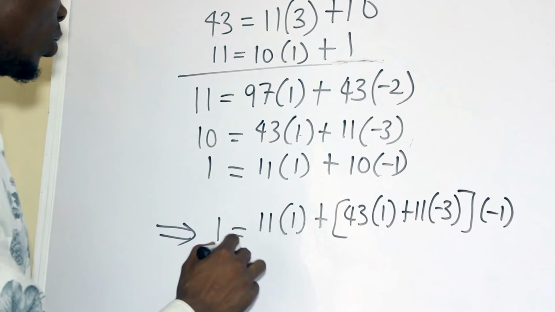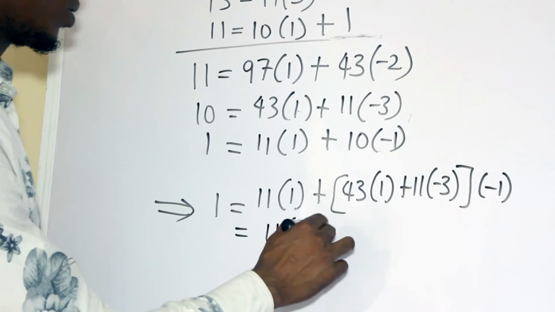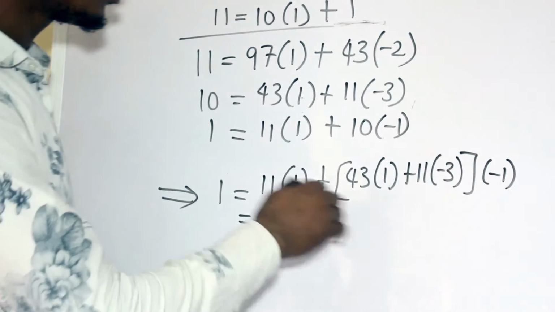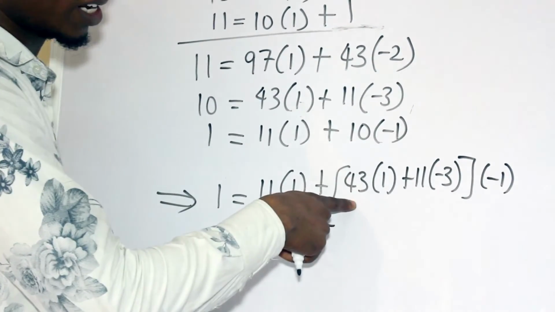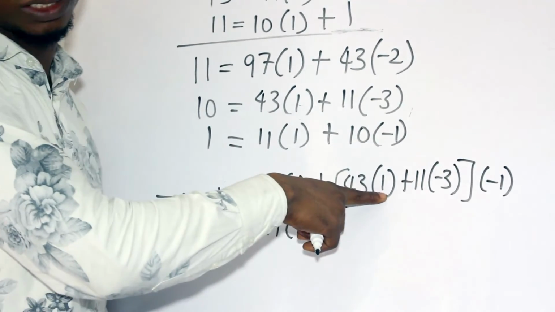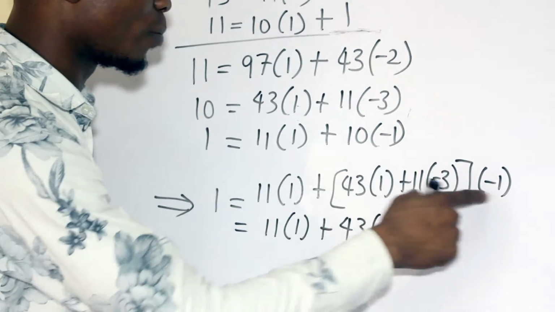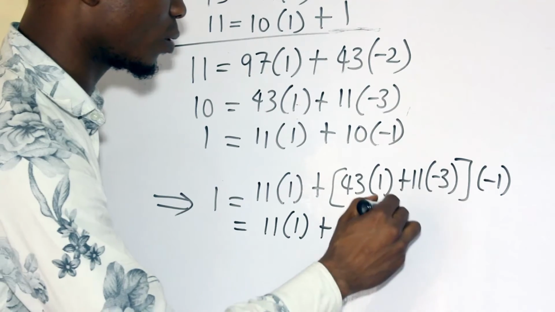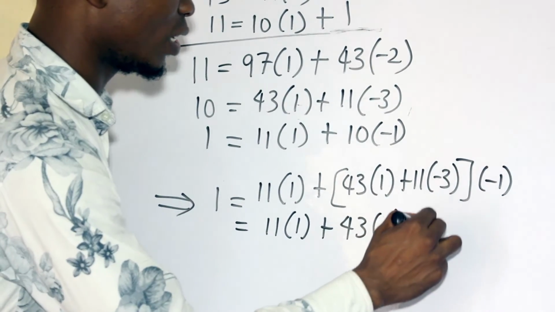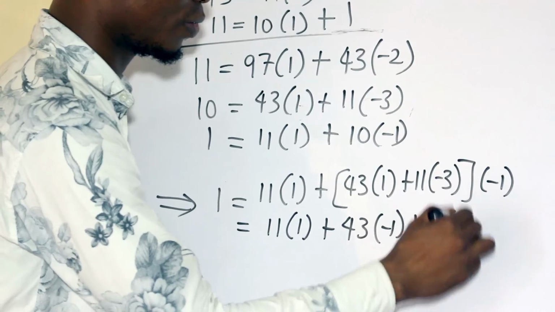So this is going to become 11 1 plus. Now we're going to open up our bracket with this, and because minus 1 is in parentheses, we're going to multiply it by this number. So this is going to be 43. 1 multiplied by minus 1 is minus 1. And then here we have 11. 3 multiplied by minus 3 is going to be 3.